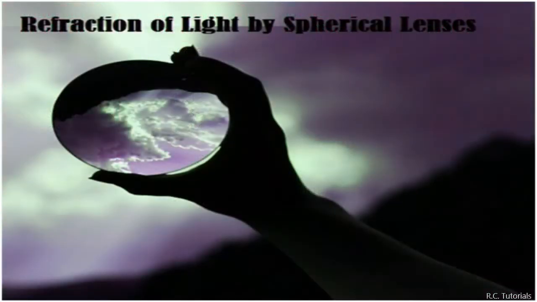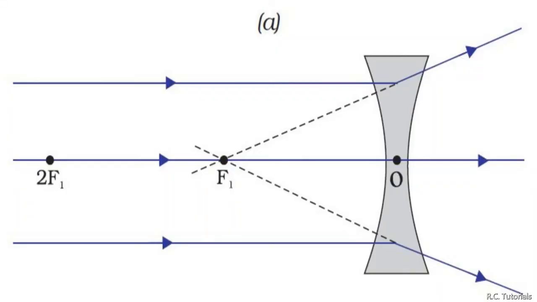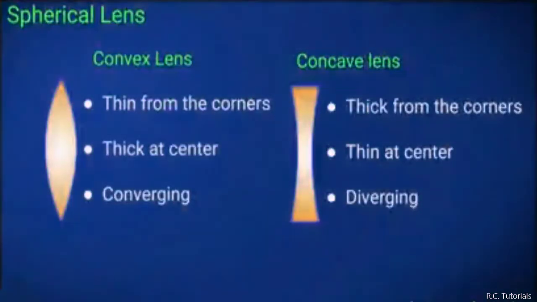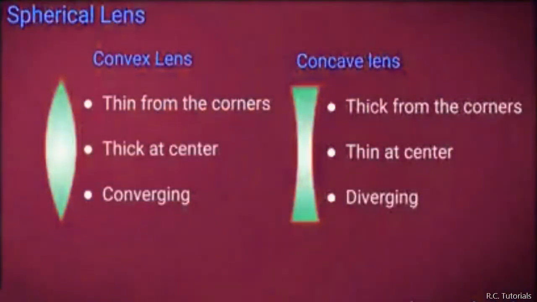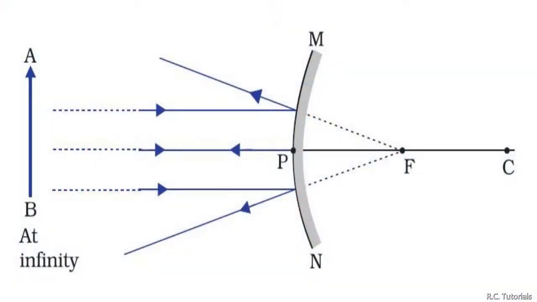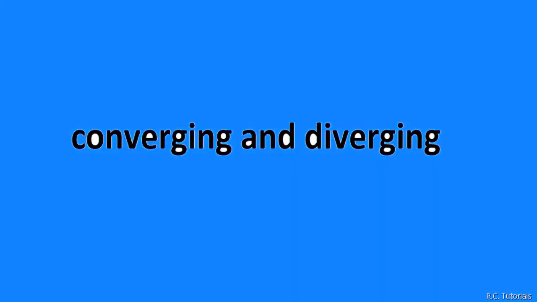The next topic is refraction through spherical lenses. We know that spherical lenses are generally of two types, that is concave lens and convex lens. Convex lenses are thin at the corners and thick at the center. These convex lenses are also known as converging lenses. But in the earlier topic of reflection, you learned that convex mirrors are called diverging mirrors. So the converging and diverging terms are just opposite in mirrors and lenses.